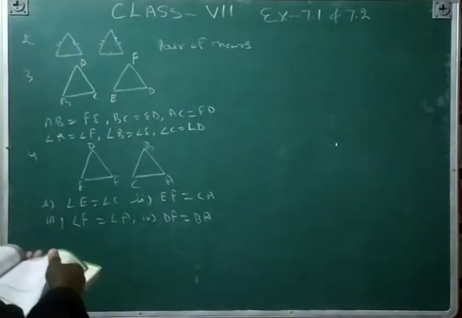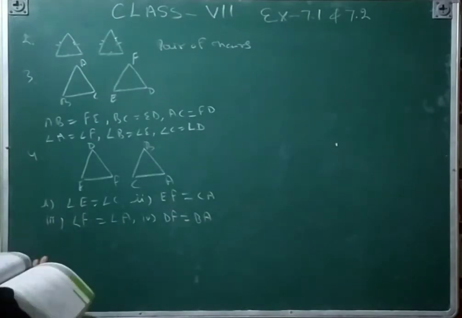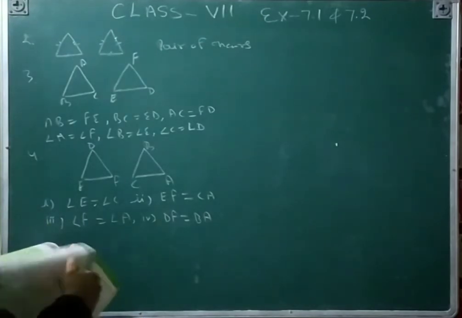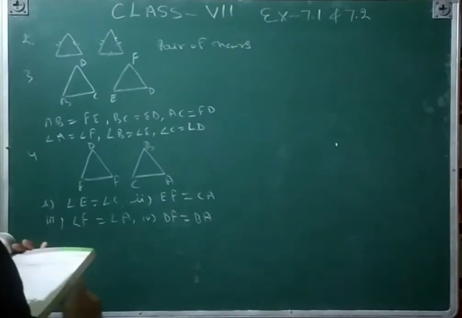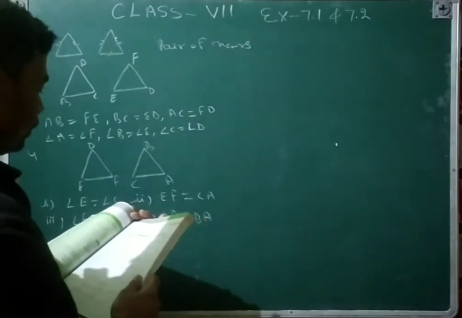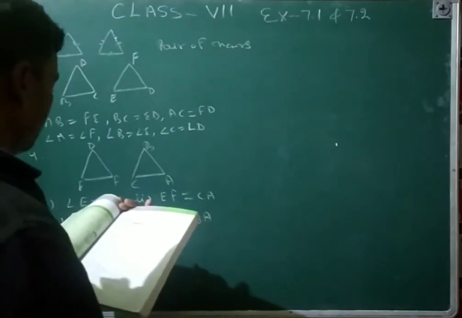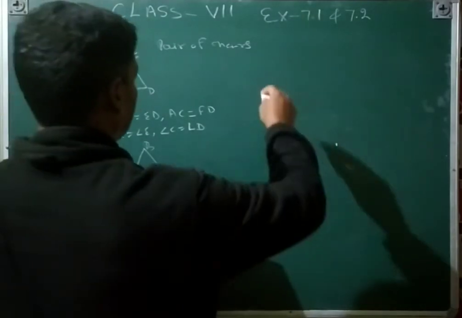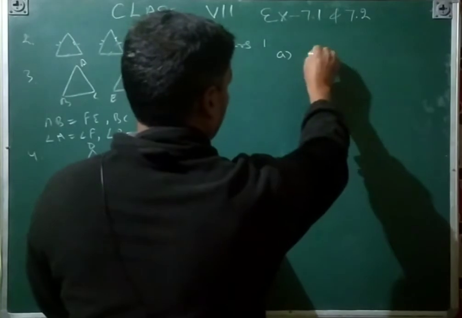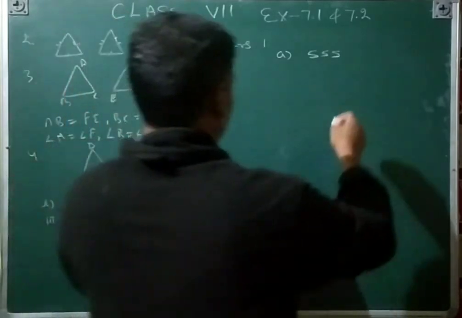Okay, and then next exercise, 7.2. You will see which congruence criterion do you use in the following. That means all the sides are given. So in the first part A we will write SSS congruence criterion.